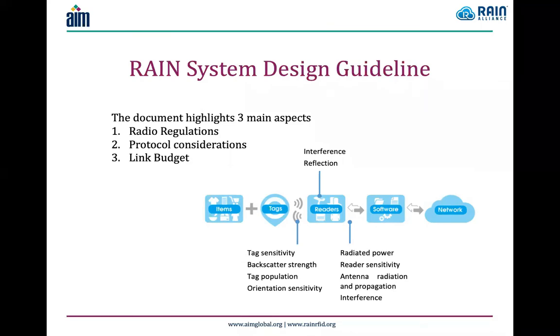And the particular focus, so next, please. What we had here in the RAIN system, no, sorry, back. So then the RAIN System Design Guideline is definitely the point that we look at the air interface. This covers tag sensitivity, tag backscatter strength, tag population orientation, also the radiated power, reader sensitivity, antennas, and interference. So this is really the focus of the RAIN System Design Guideline. There's not much that goes beyond this. Next slide.